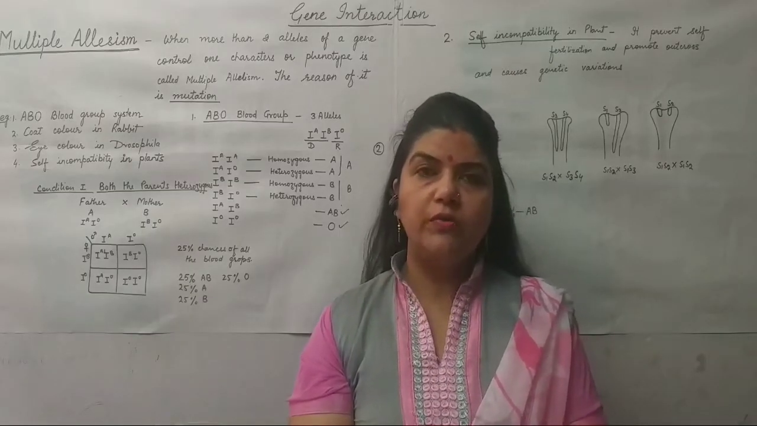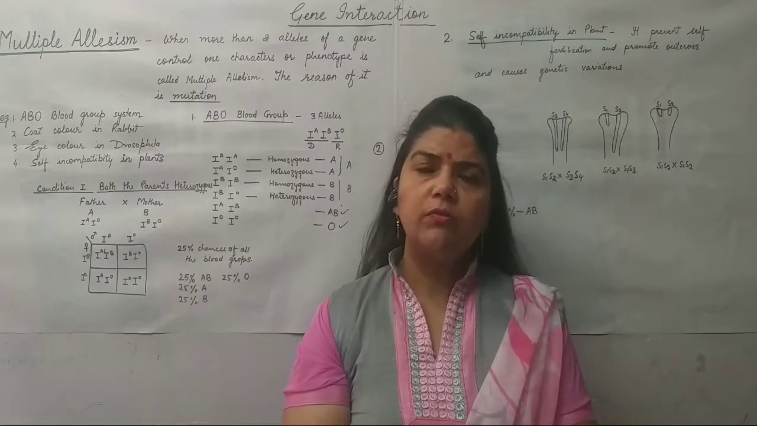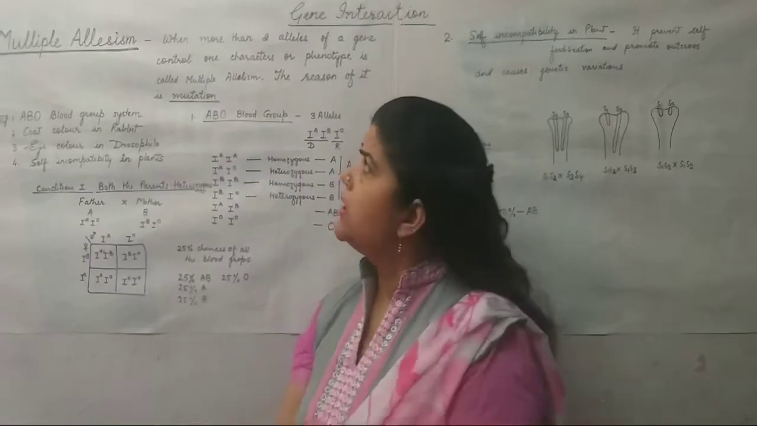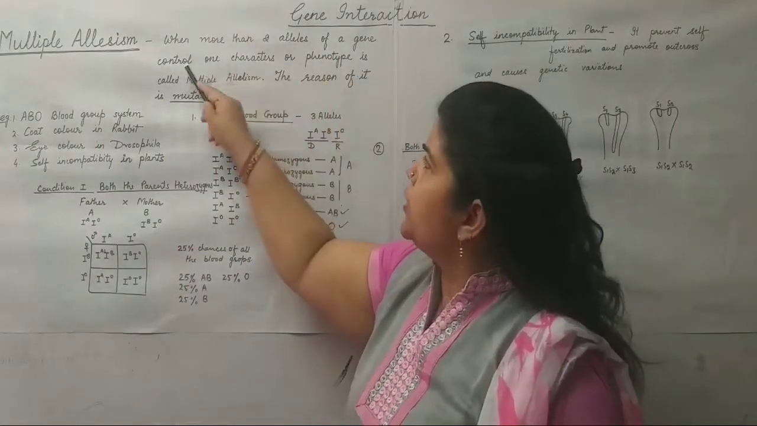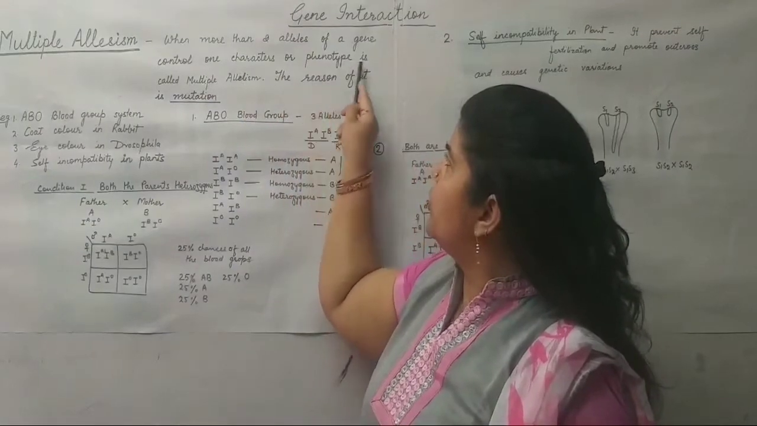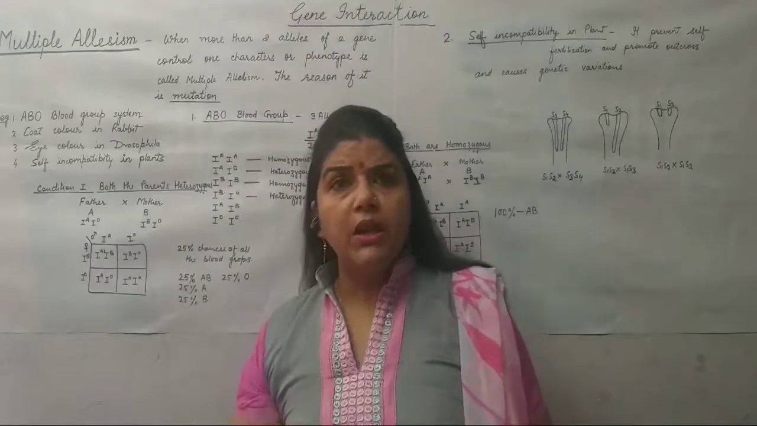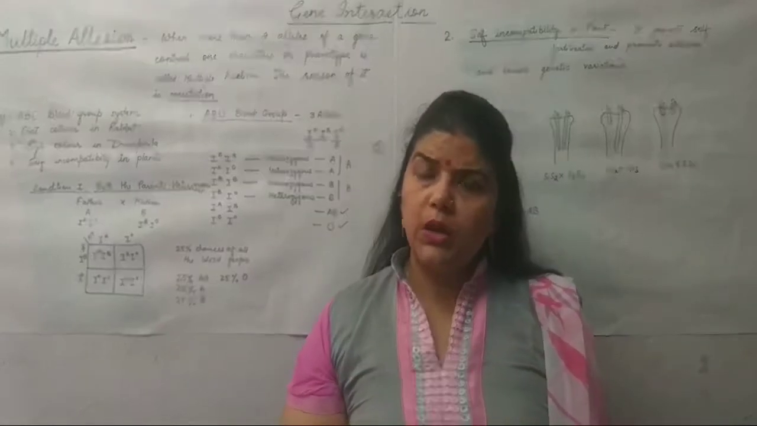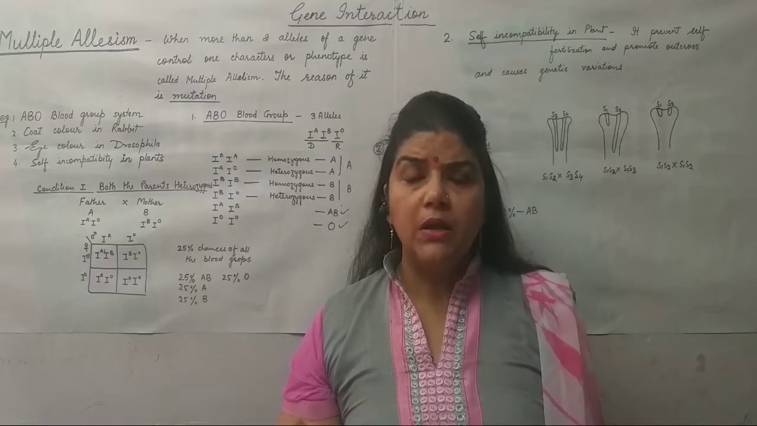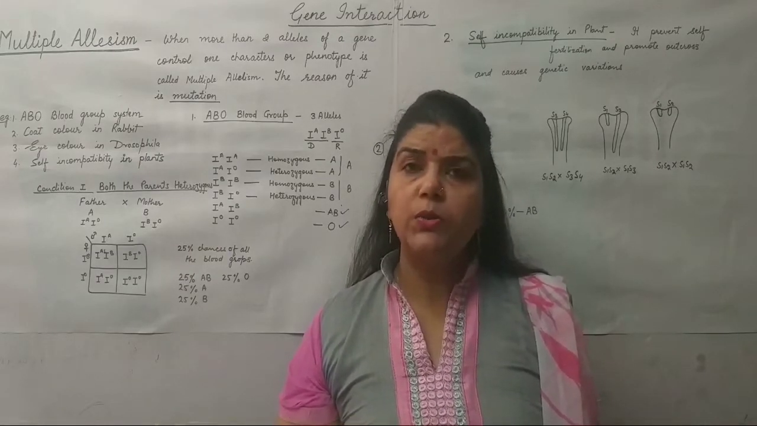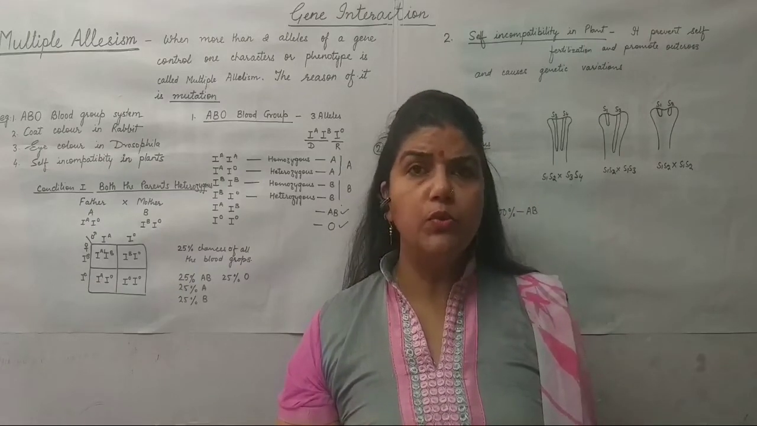In this video, we will discuss a topic: multiple allelism. The definition of multiple allelism is when more than two alleles of a gene control one character or phenotype. Generally, we talk about two alleles, one dominant and the other recessive. But in the case of multiple allelism, there are more than two alleles. This is due to mutation.